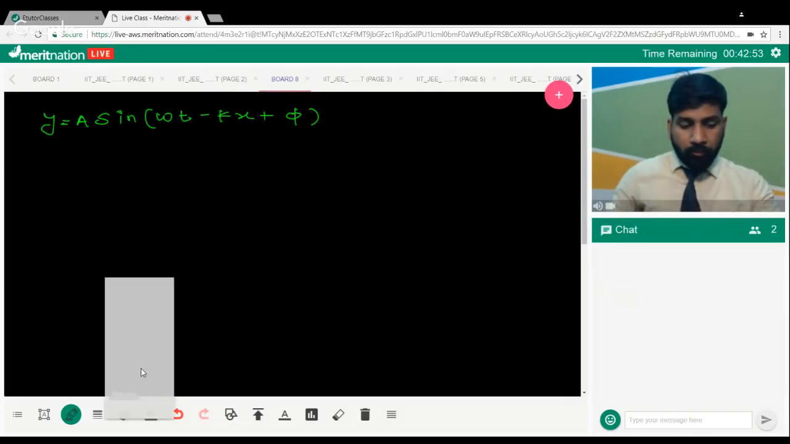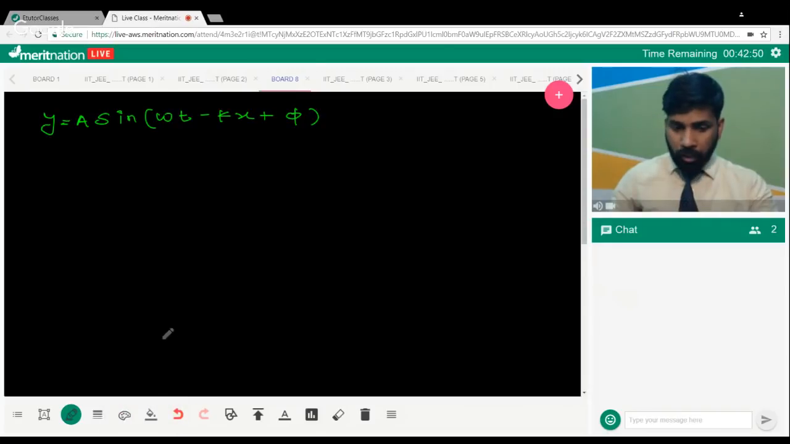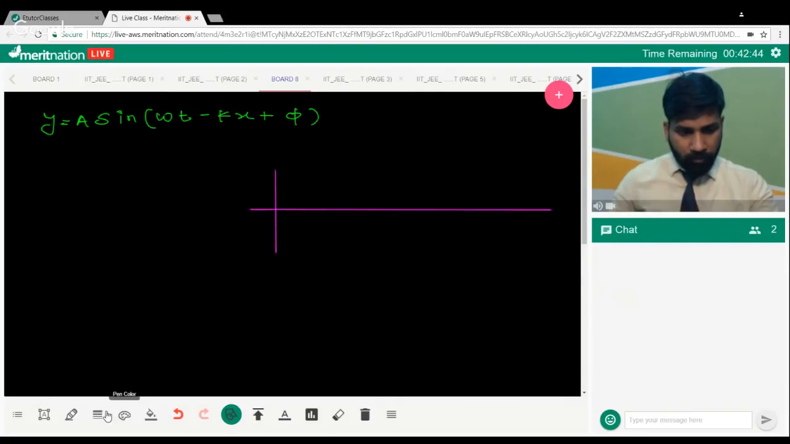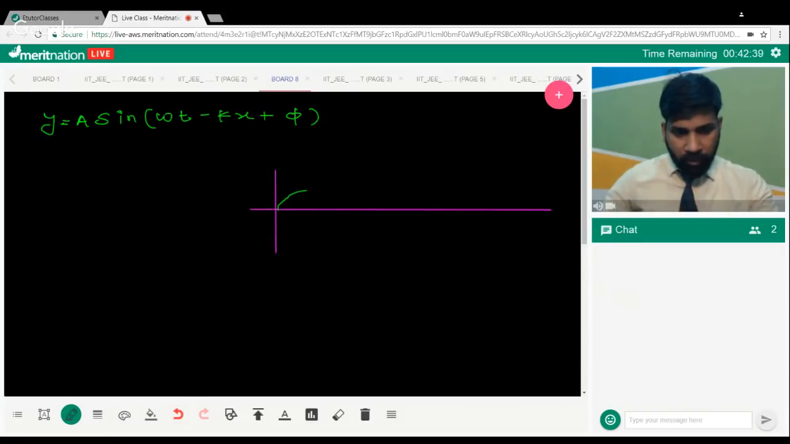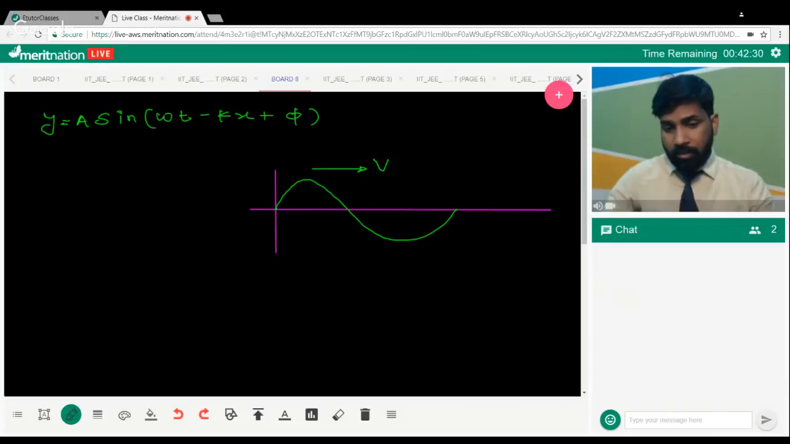If we talk about the direction of motion of the wave, suppose we take a wave like this, and suppose this wave is traveling in this direction, towards the positive x-axis, with a speed v. This v is what? The velocity of the wave.